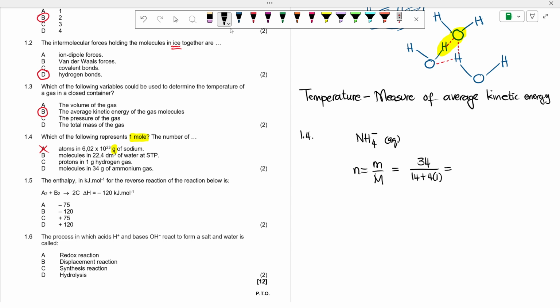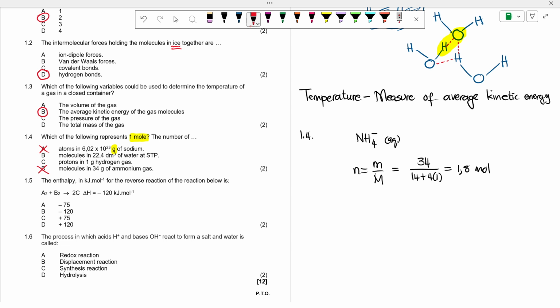I don't think we do. Okay, what is the value that we get? We get 9.8, 1.8. Okay, that is not 1 mole, so that option as well is not correct. So this leaves us with B and C, and we can decide which one is correct.